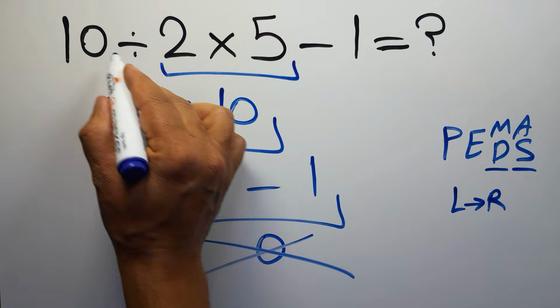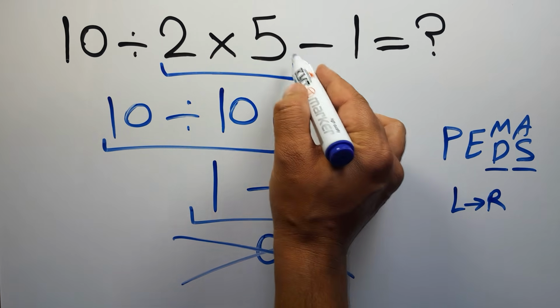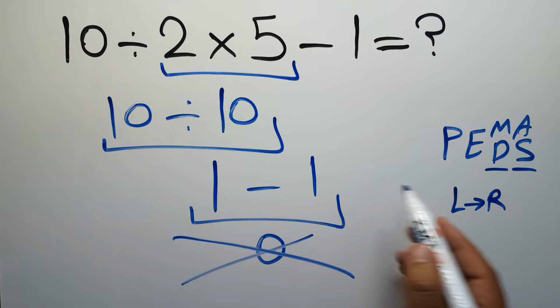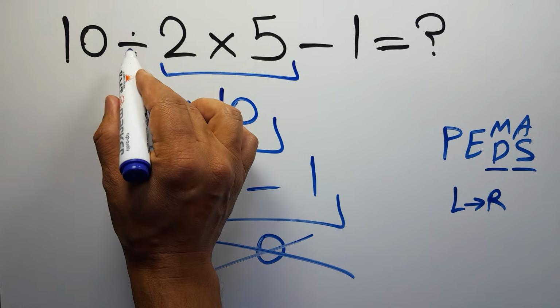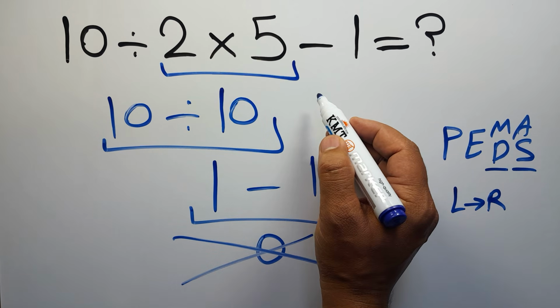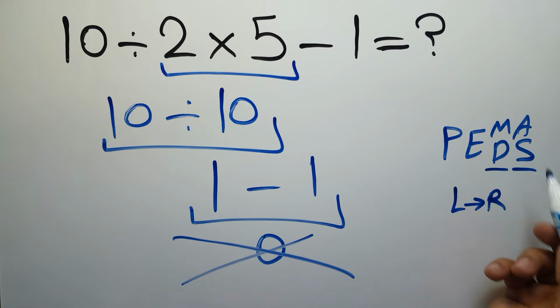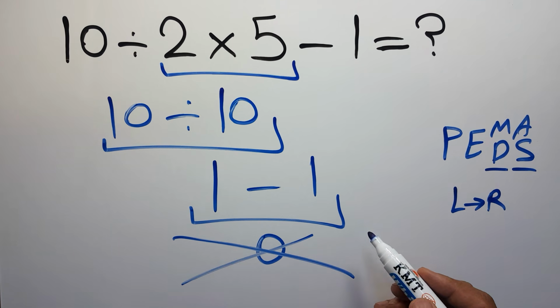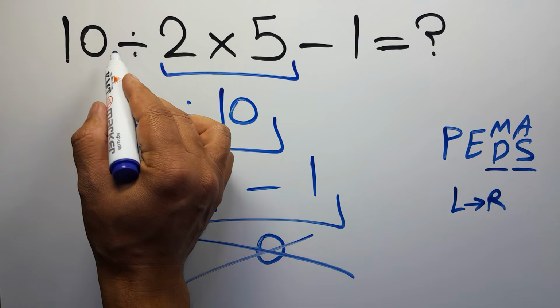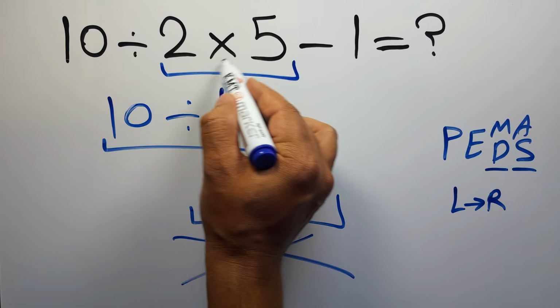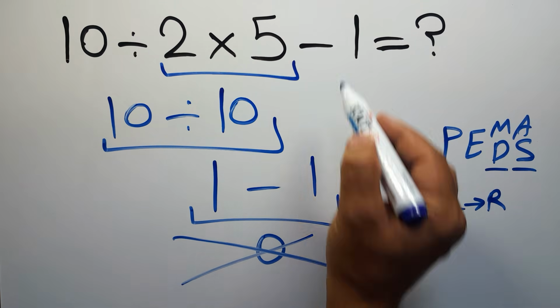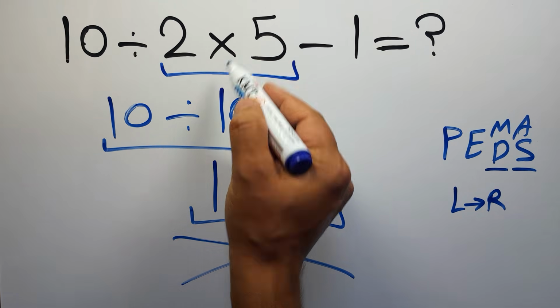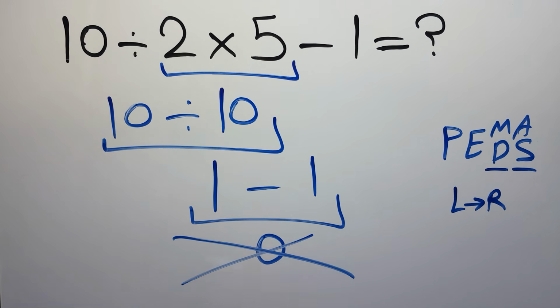In this expression we have one division, one multiplication, and one subtraction. According to PEMDAS, multiplication and division have higher priority than subtraction. And as I said, multiplication and division have equal priority and we have to work from left to right. So therefore, first we have to do this division, then this multiplication, and finally this subtraction. If we do this multiplication before this division, it is wrong.